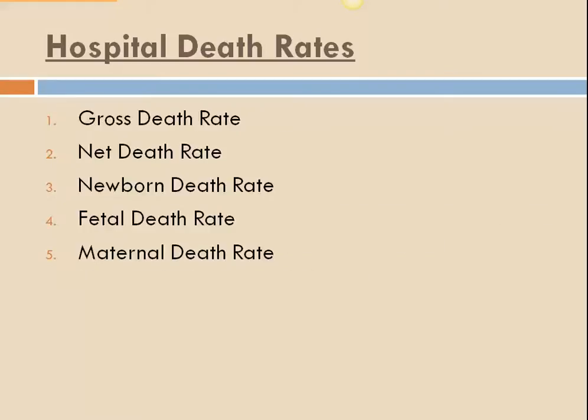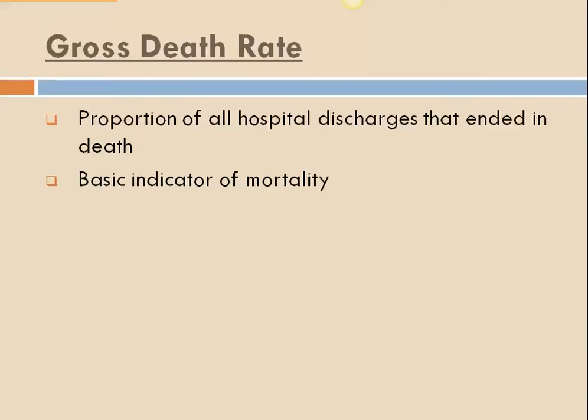Okay, there are 5 different types of hospital death rates that we're going to learn to calculate. The gross death rate, the net death rate, newborn death rate, fetal death rate, and the maternal death rate. So we'll be going over definitions and rules for each of these, as well as formulas.